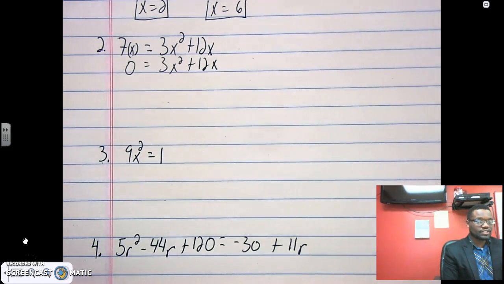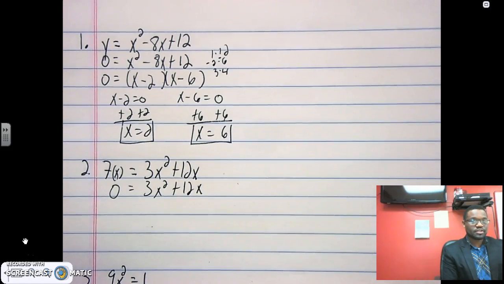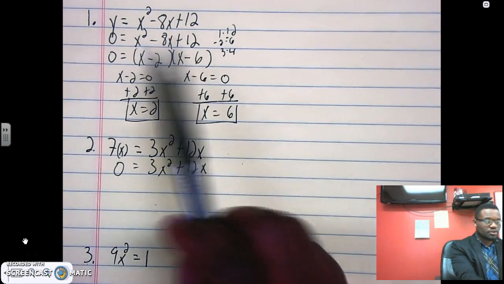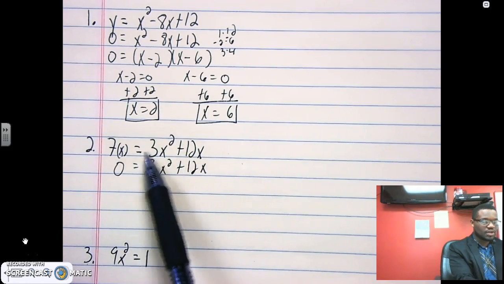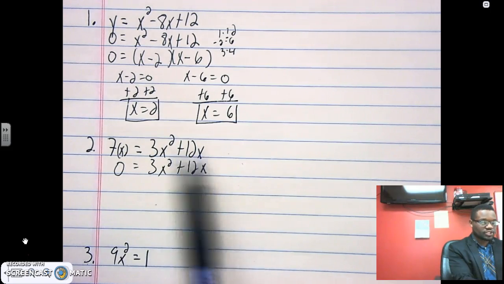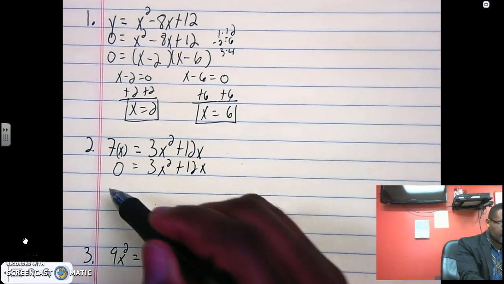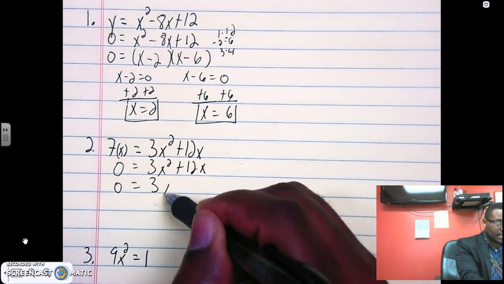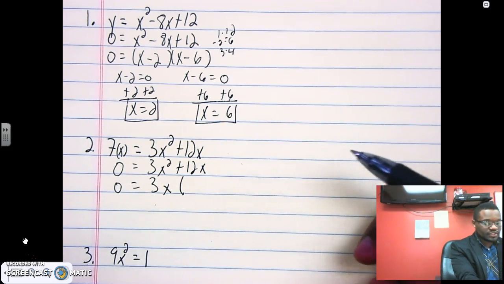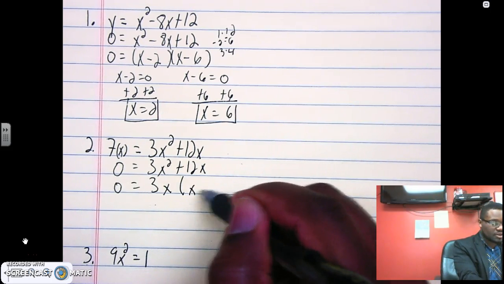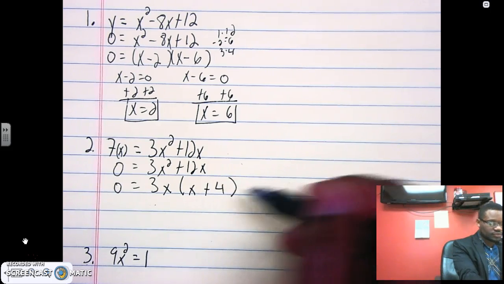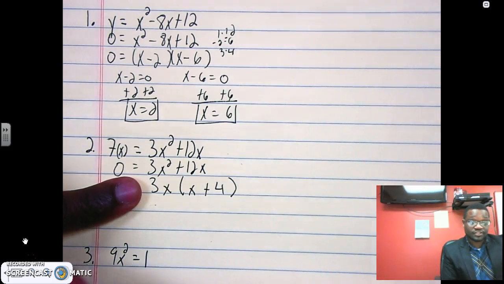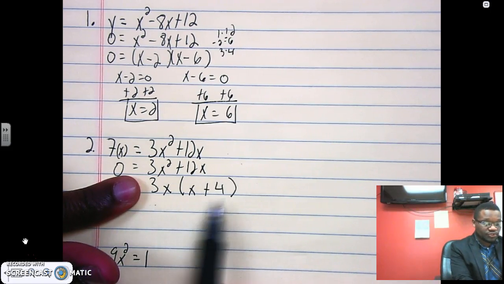The next thing you do is look to factor. Now, the way I factor number 2 and the way I factor number 1 are going to be a little bit different. Why do I say that? Because on number 1, a trinomial factored into 2 binomials. On number 2, I have 2 terms, so it's not a trinomial. The first thing I notice is that I have a greatest common factor of 3x that factors out. That leaves me with x plus 4. Again, if I asked you to factor, that's what your answer would be, and you would circle that and go on about your business.